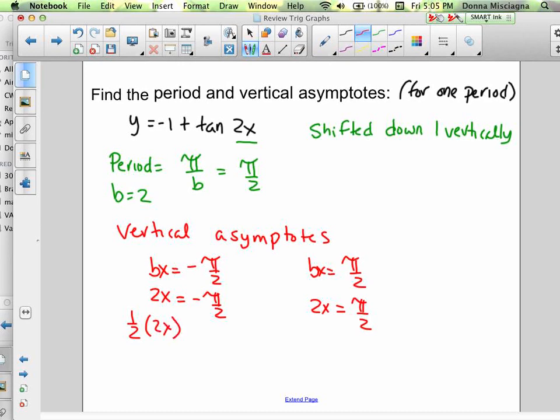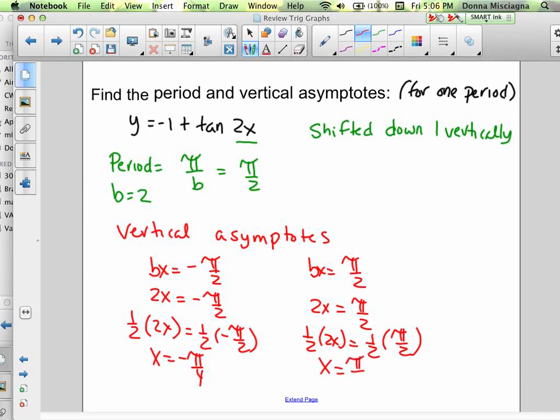1/2 times 2x equals 1/2 times negative pi halves. 1/2 times 2x equals 1/2 times pi halves. 1/2 and 2 cancel, that's just x. 1/2 times negative pi halves is negative pi fourths. 1/2 and 2 cancel. 1/2 times pi halves is pi fourths.